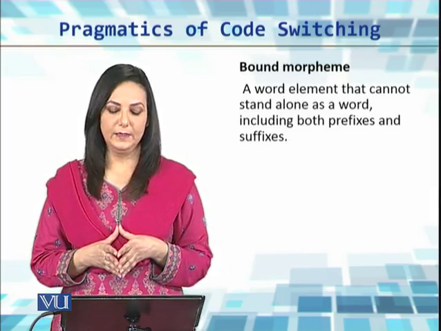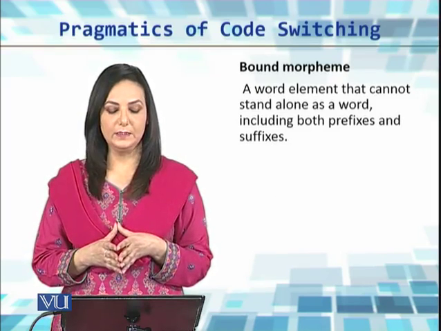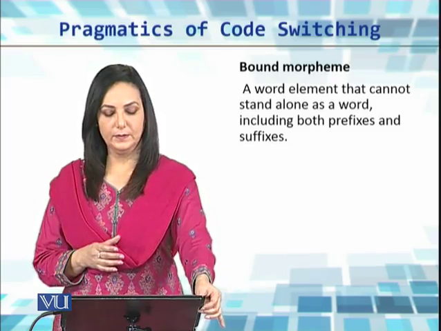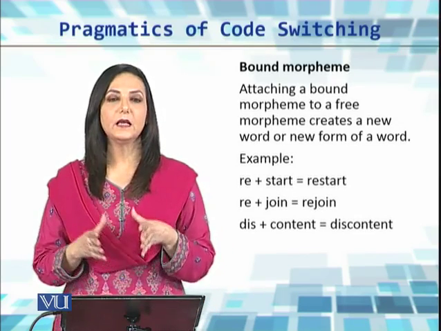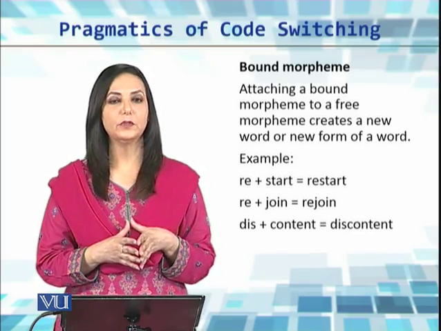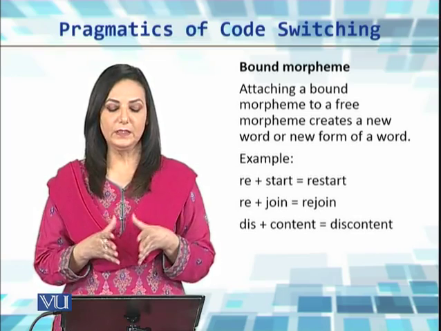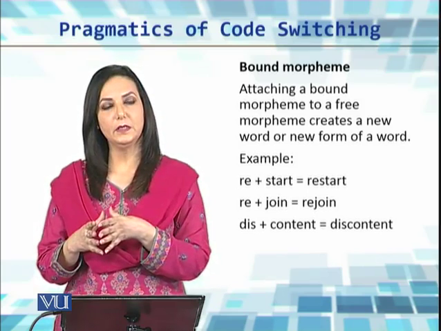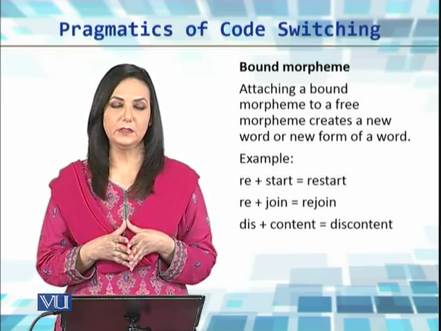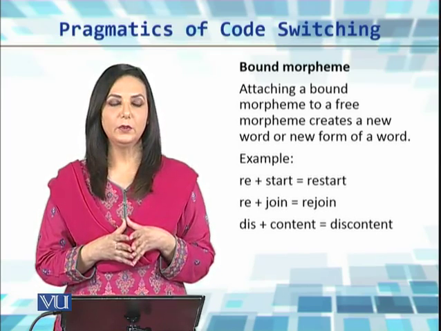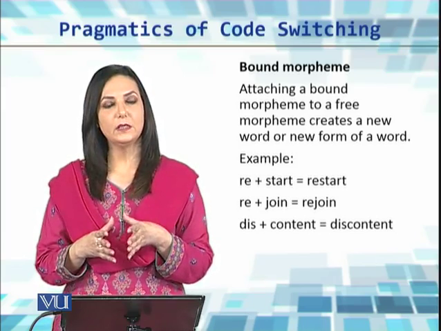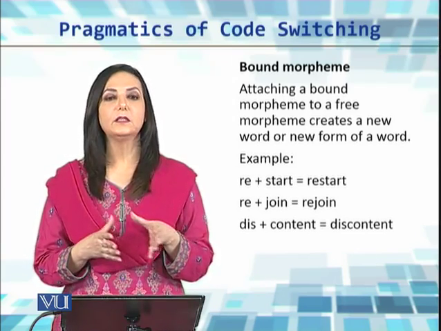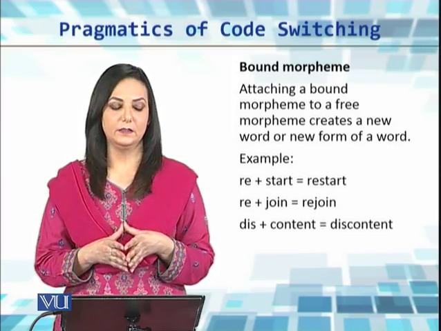A bound morpheme, on the other hand, is a morpheme that cannot stand alone as a word. All prefixes and suffixes that we have in English fall under bound morphemes. You can attach a bound morpheme with a free morpheme to create a new word or a new word form. For example, the prefix re can be attached with the free morpheme start to create the word restart. Similarly, the prefix re can be attached to the freestanding morpheme join to create a new word, rejoin. Similarly, dis can be attached to content to create discontent.